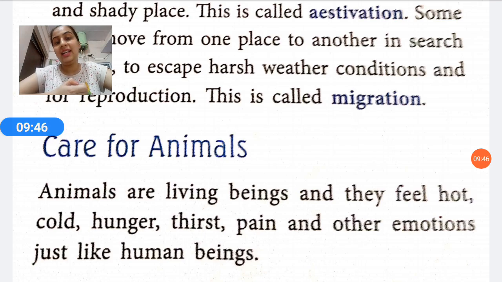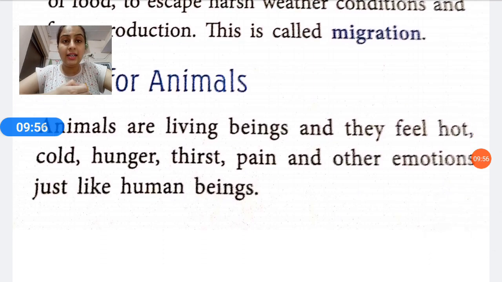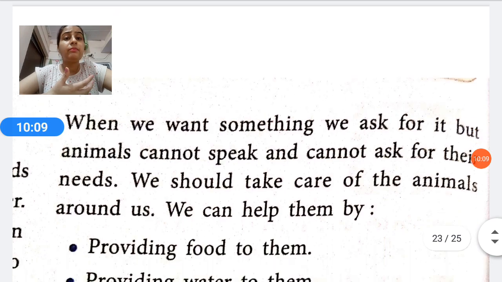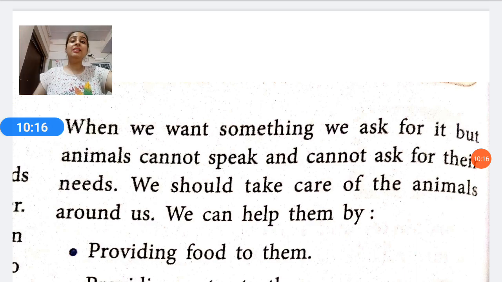Like human beings need care, it is also important that we take care of the animals. Animals are living beings and they feel hot, cold, hunger, thirst, pain and other emotions just like human beings. When we want something, we ask for it, but animals cannot speak and cannot ask for their needs. We have to understand the emotions of the animals.